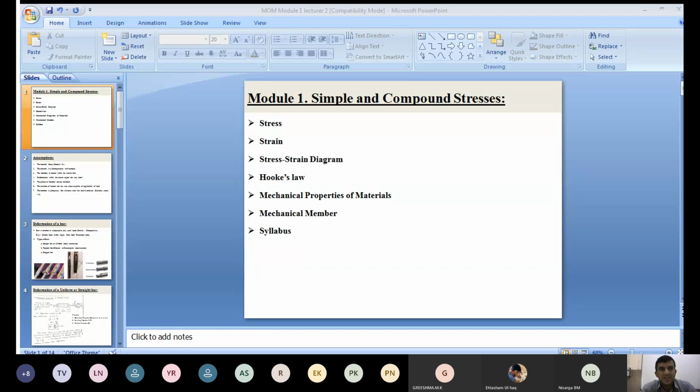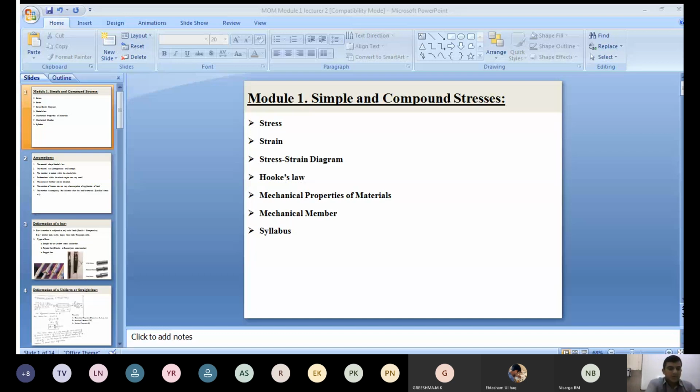Structures are nothing but load carrying members. In a load carrying member, if the members are subject to only an axial load, we categorize those members as bars. The best example I take is a bar with a circular cross section. It is subject to what type of load? Only axial loads. It's called a bar, right?